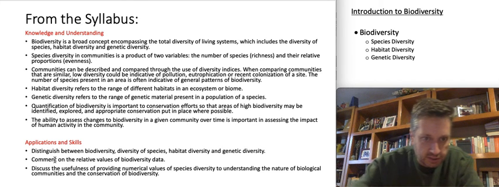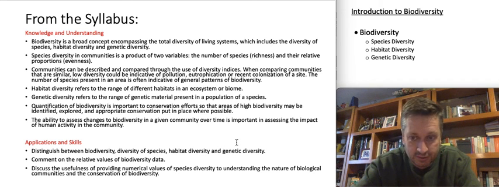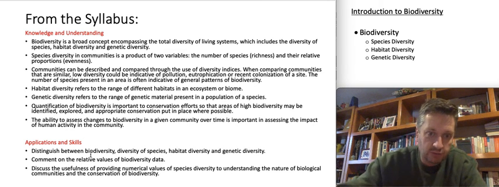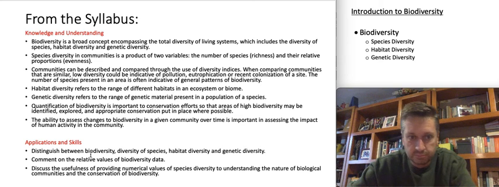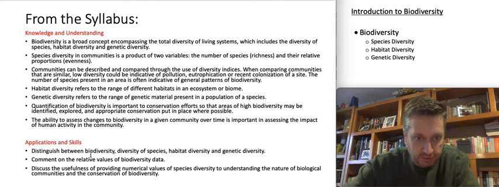Under applications and skills, distinguish between biodiversity, species diversity, habitat diversity, and genetic diversity. Hopefully you'll be able to do that after I give you my definitions. Look at relative values in terms of biodiversity data, specifically Simpsons index. We've done that quite a lot already in topic 2. Very relevant to paper 1 in the exams, that kind of information.